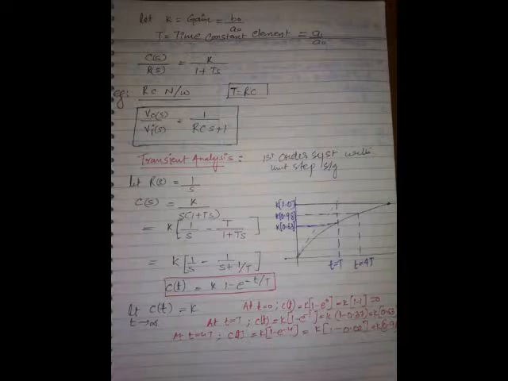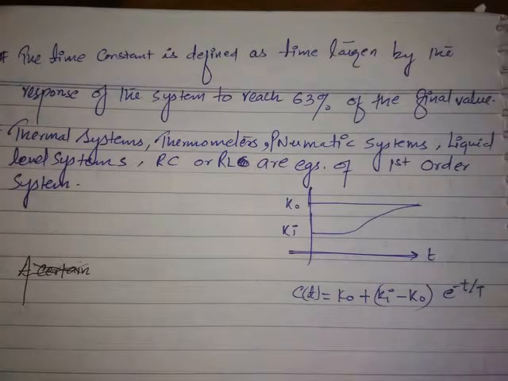Next, second point. Thermal systems, pneumatic systems, liquid level systems, thermometers, and RC or RL networks are examples of first order systems.